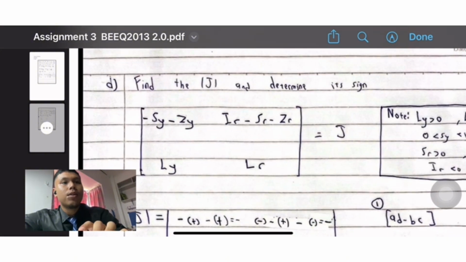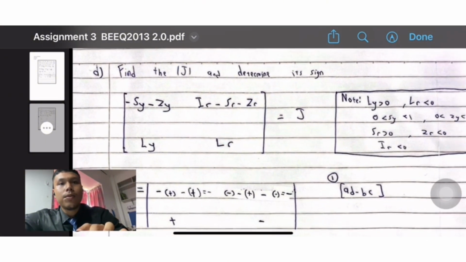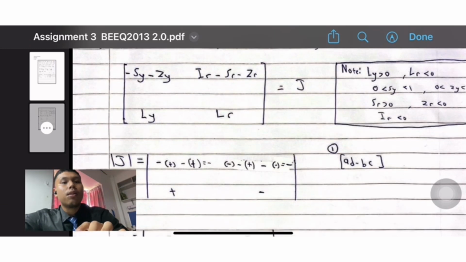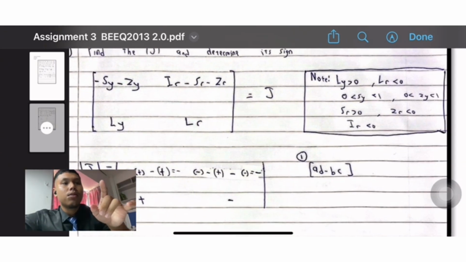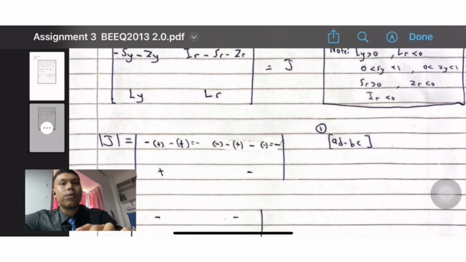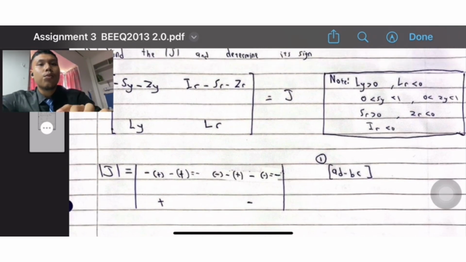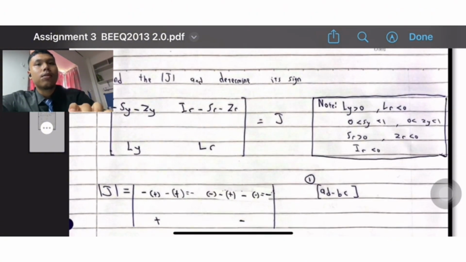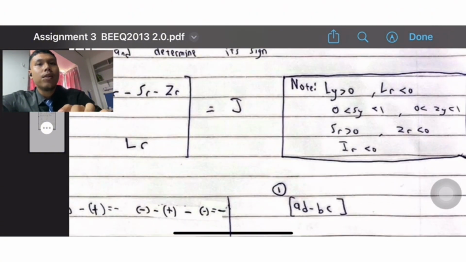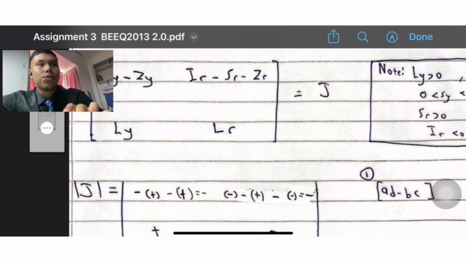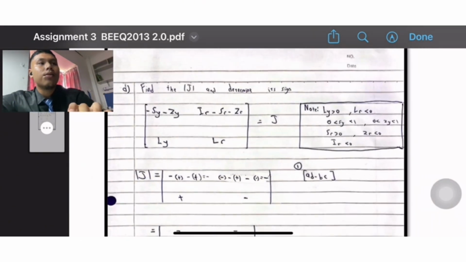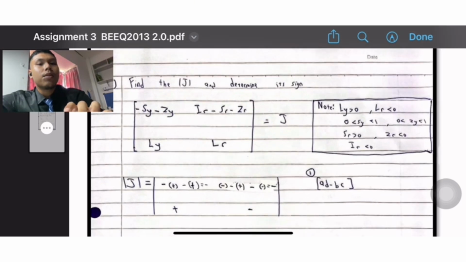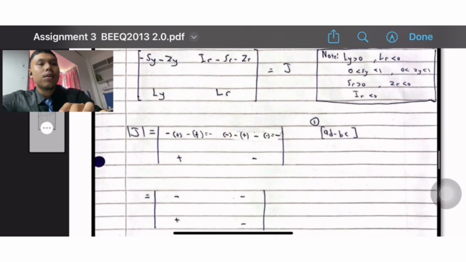So right now we have the J: negative Sy, negative Zy, Ir, Sr and Zr, then Ly, Lr. So how do we do this? First we write the J determinant, then we put the symbols. These symbols we get from the notes that we have listed. For example, we take Ly, the symbol is positive because Ly is bigger than 0, and Lr is less than 0, so the symbol we will write down is negative.